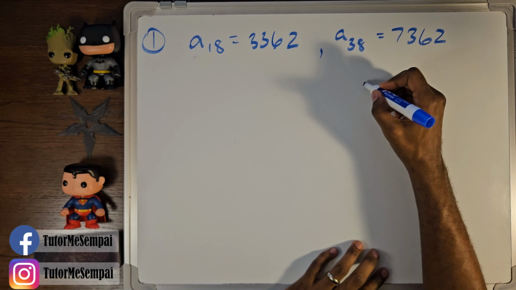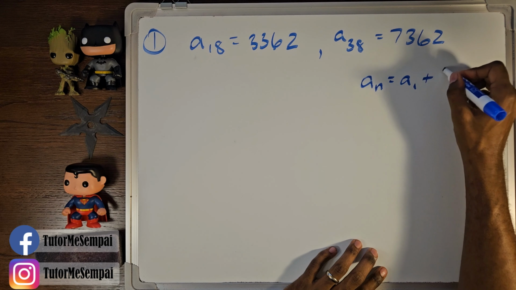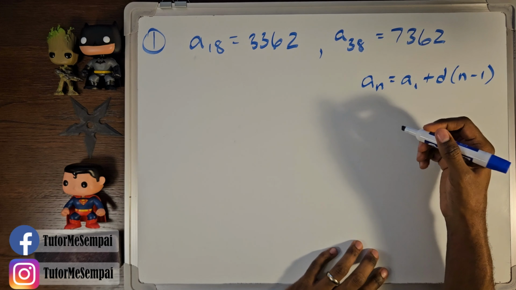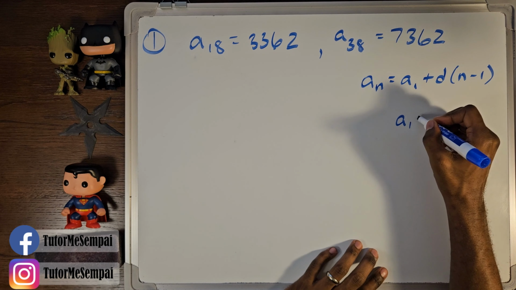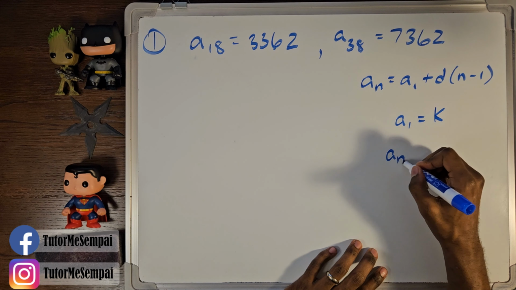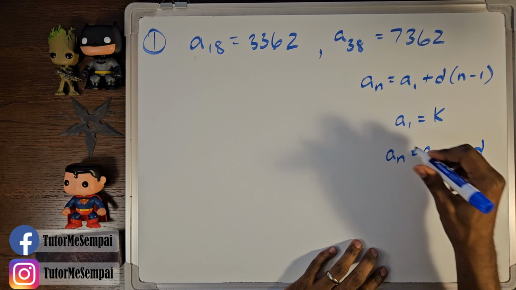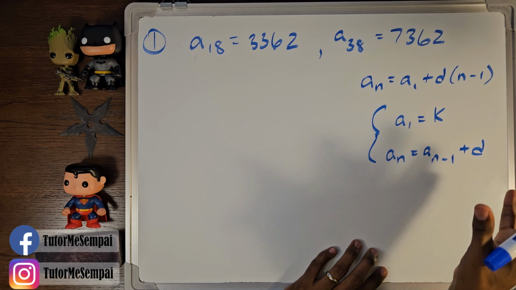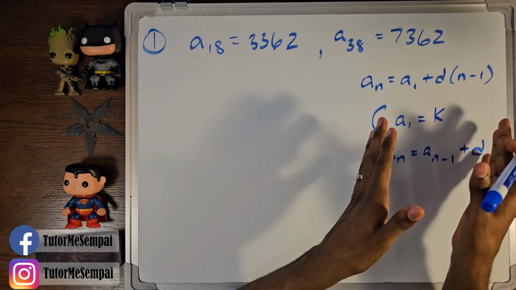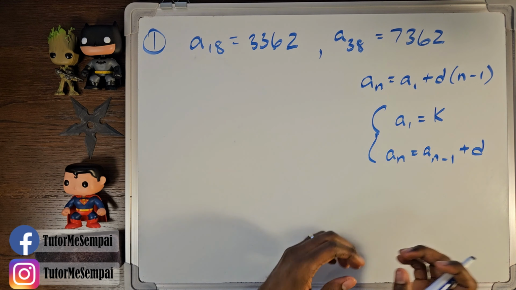So our explicit formula is going to be a sub n equals a sub 1 plus d times n minus 1. That's our explicit. And our recursive is going to be a sub 1 is going to be some number, let's say k, and our sequence is a sub n equals a sub n minus 1 plus d. This is our pair for our recursive formula. Once again, if you're pretty familiar with this at this point in time, you don't have to do this first step. But if you're still getting used to arithmetic sequences and their formulas, doing this is just a little bit extra practice.